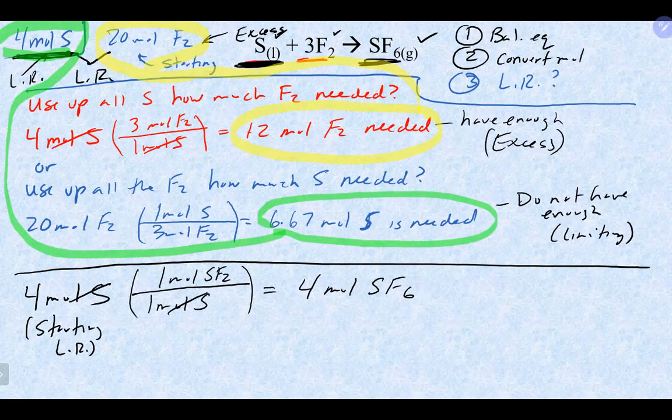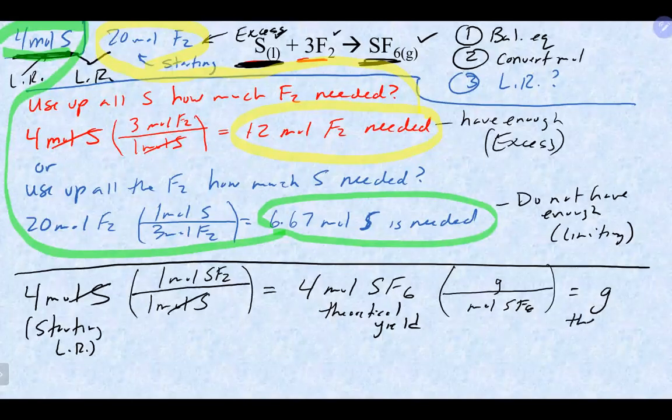We didn't ask for it in this case, but if we wanted grams, we would use the molar mass of SF6, and we could get how many grams that would be. This would be our theoretical yield in moles, and if we calculated it in grams, that would be our theoretical yield in grams if we use the molar mass, which would be, well, obviously 1 sulfur and 6 of the fluorines. I wrote the wrong number there. Any questions on that?